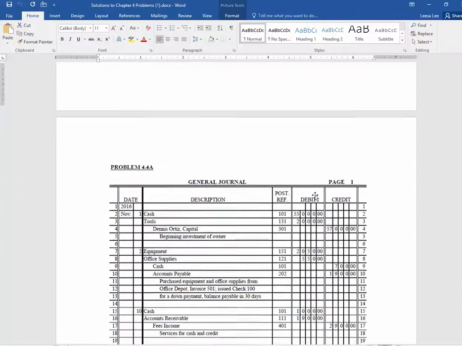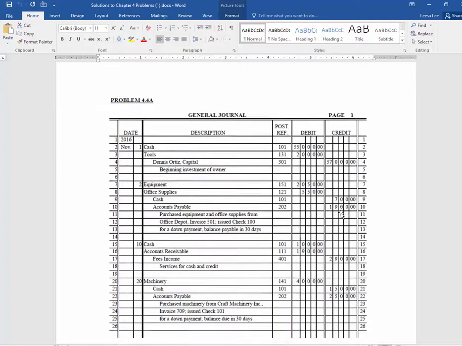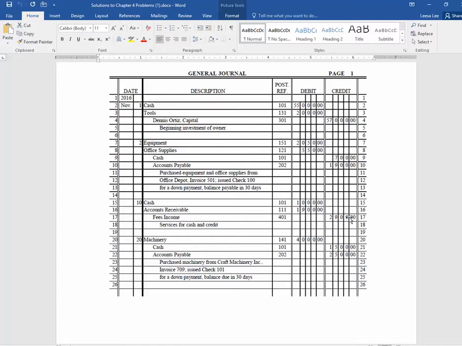All right, let's look at problem 4. Problem 4 was just a short problem, just with three transactions, but going through the posting as well. So this one does, though, have multiples. It's compound entries on each one of them.